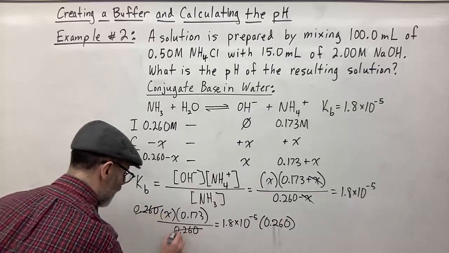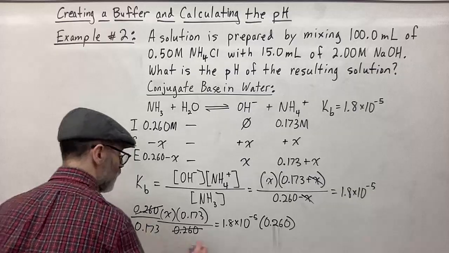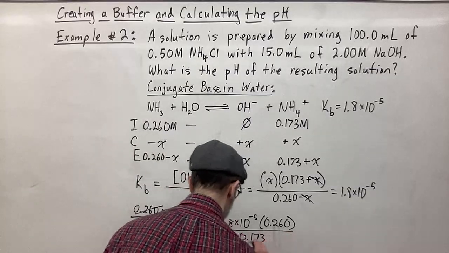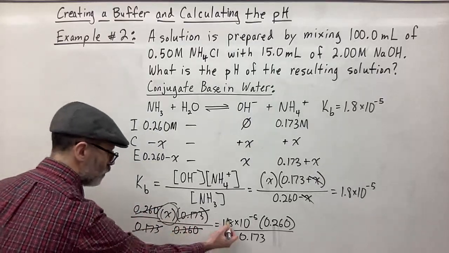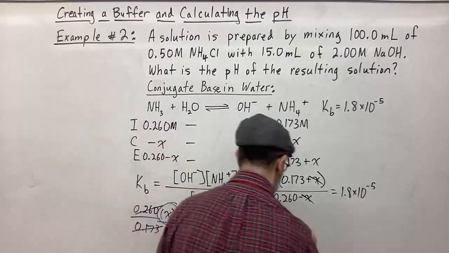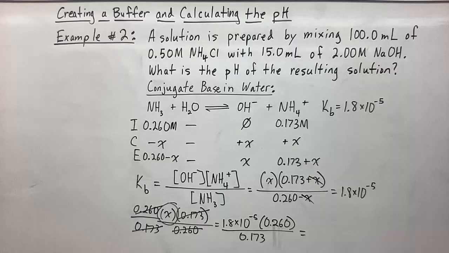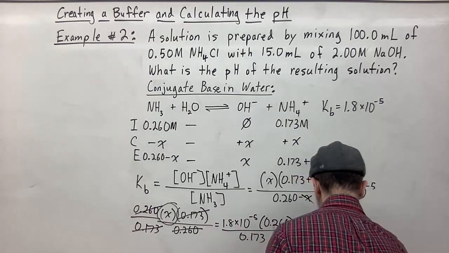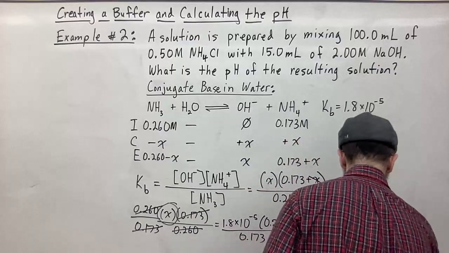So this cancels out. Then we're going to divide by 0.173. Over here, we'll divide by 0.173. So then this cancels out. We have X by itself is equal to this. And then if we calculate that, we get 2.70 times 10 to the negative 5 molar.